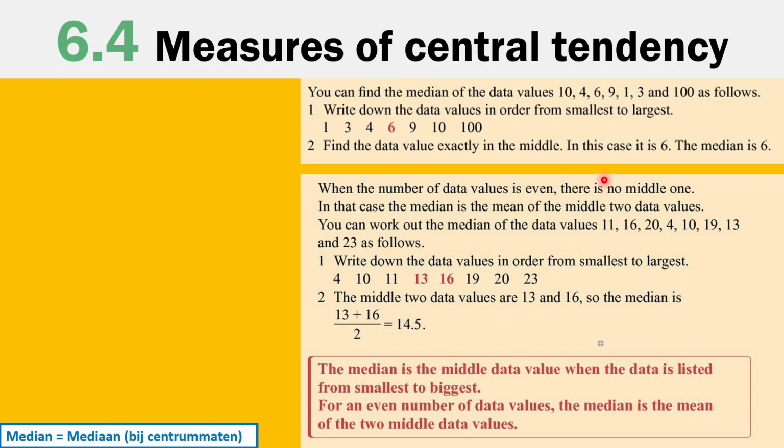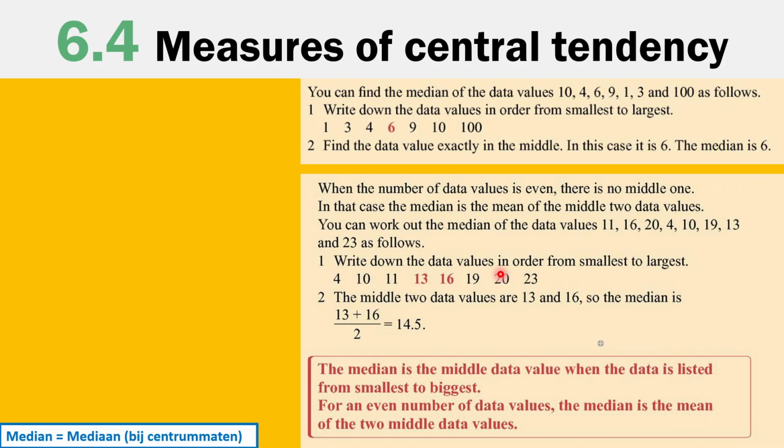Also, here we had an odd number, but what if we have an even number? Then there is no middle one, right? If you would write down those numbers here with 23 as well, in order from smallest to largest, we have 4, 10, 11, 13, 16, 19, 20, 23. We have 2 middle numbers. No problem. Take those 2 numbers, add them up, and divide them by 2. So you can say you take the mean of those 2 numbers. Right? Je neemt het gemiddelde van de 2 middelste cijfers. And those 2 are the 2 middle numbers because here there are 3 to the left of 13 and 3 to the right of 16.